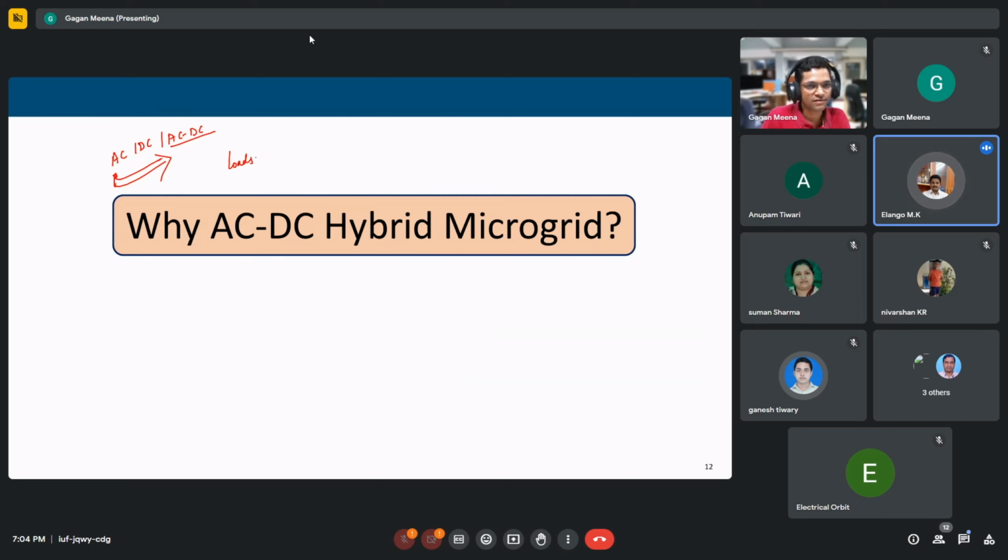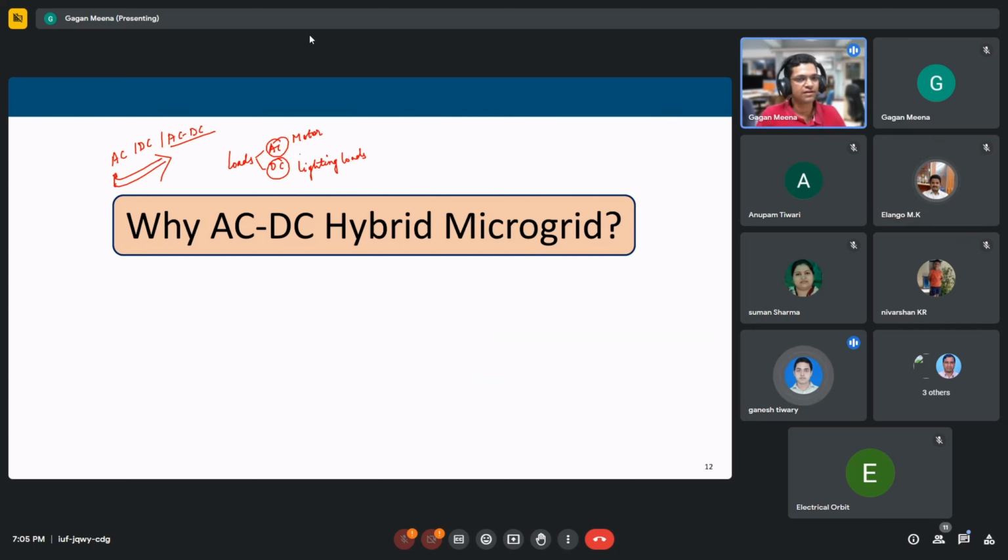Without AC load, we are not going to run anything. Even in domestic or commercial applications, motors play a major role. So the usage of AC will be there, and DC lighting systems will be there. That's why we move to the AC-DC hybrid microgrid system.